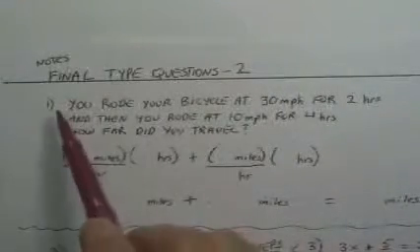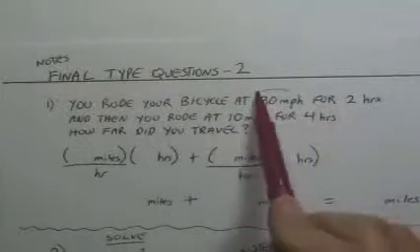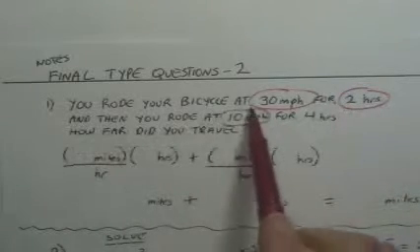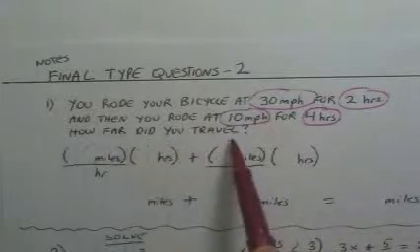Okay, these are the types of questions you'll find on your final exam. Question 1: you rode your bicycle at 30 miles per hour for 2 hours, and then you rode at 10 miles per hour for 4 hours. How far did you travel?